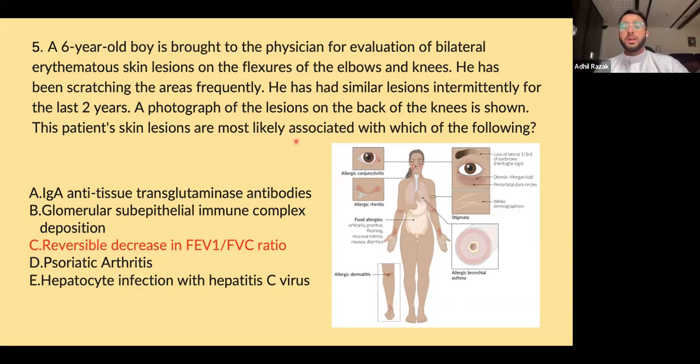Atopic dermatitis is very often associated with other allergic conditions like asthma. And you've done CVP, so you know that a reversible decrease in FEV1, FVC ratio is pretty much diagnostic for asthma. It's the reversibility test for asthma. So a patient with asthma also has a chance of having atopic dermatitis, allergic rhinitis, or even food allergies. Patients with food allergies are at a higher risk of asthma and dermatitis. That is the concept behind this question, and it is a very important concept for boards and even your exams.